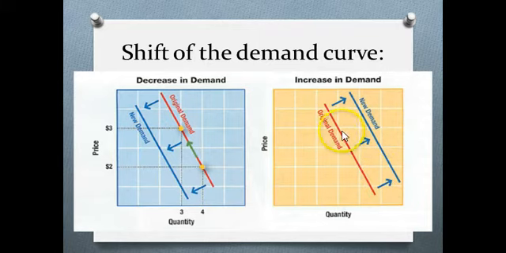Then if you look over here on the right, this is an increase in demand. You have the original demand line here, and then we shifted outward. That's the new demand. That reflects an increase. As you can see, the quantity moves from one place to a lower number. Here, it would move from a lower number to a higher number. All right, increase versus decrease.